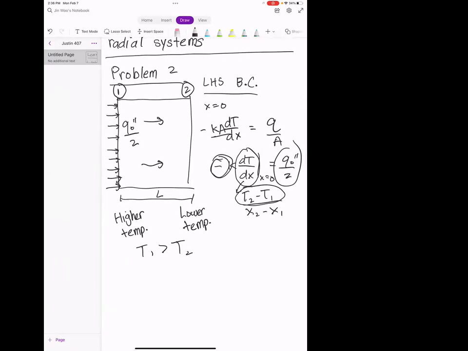Any other questions on the homework or anything before we get started? Yeah. Constant heat flux. Yes. What's that again? That equation is going to 0.